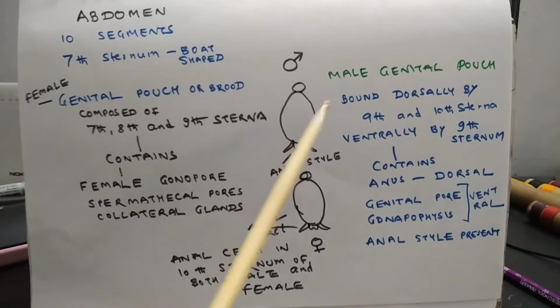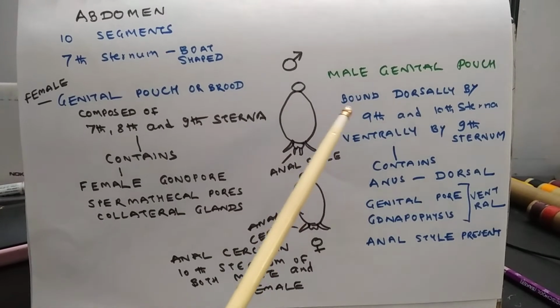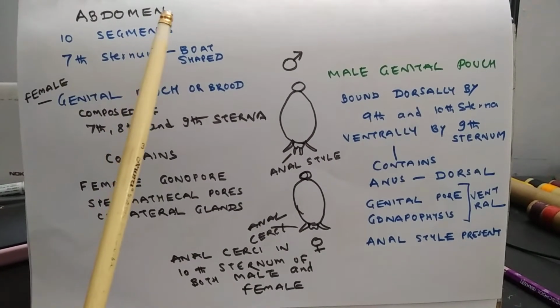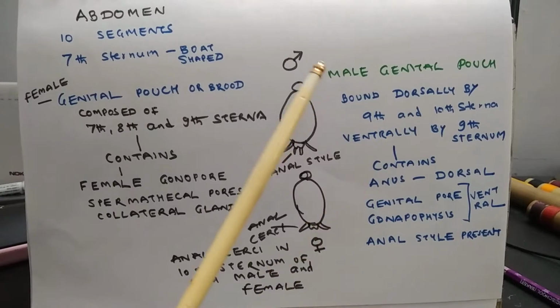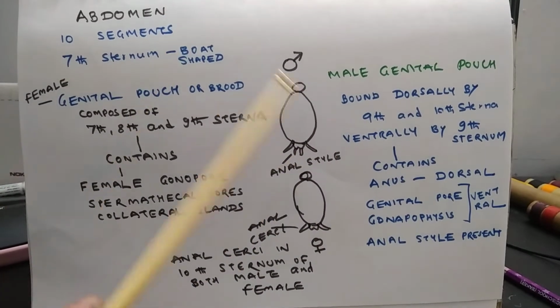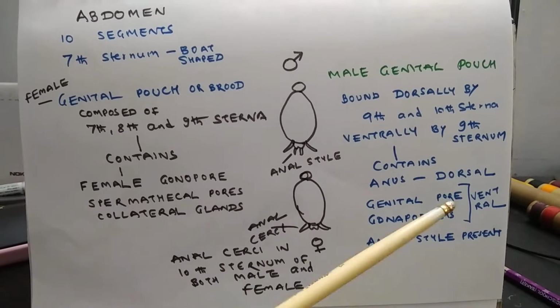In case of males, the male genital pouch is bound dorsally by 9th and 10th sterna and bound ventrally by the 9th sternum. And this genital pouch contains anus on the dorsal side and genital pore and gonapophysis on the ventral side.